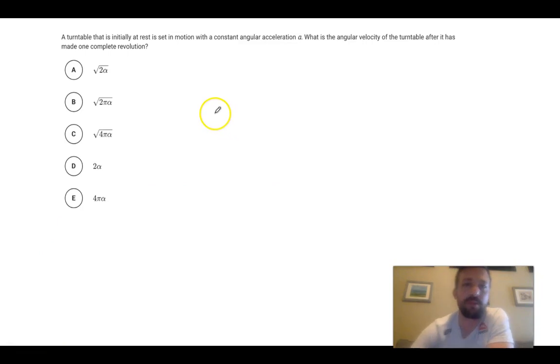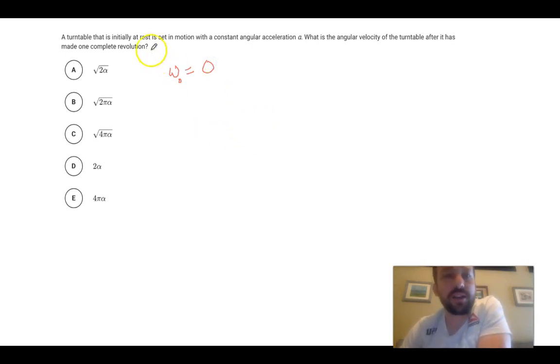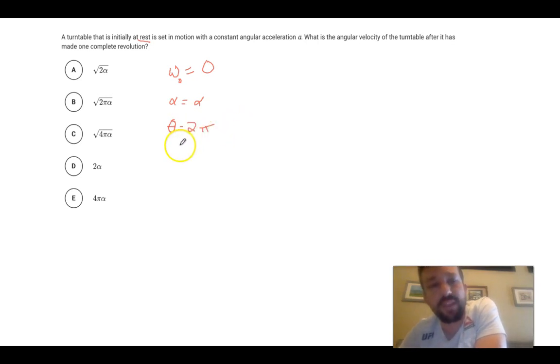Okay, we got a turntable that is initially at rest. So that means omega naught is 0, because it said it's at rest. It is set in motion with a constant angular acceleration of alpha. Okay, so our alpha is alpha. What is the angular velocity of the turntable after it has made one complete rotation? Okay, so if it made one complete rotation, I know it went one fully around, 360 degrees or 2 pi radians, right? And it wants to know what is the angular velocity at the end here.